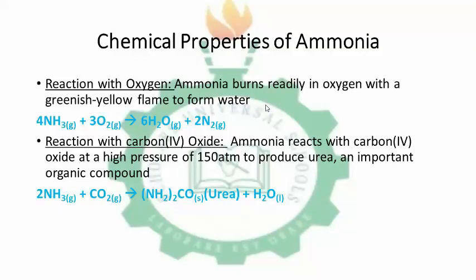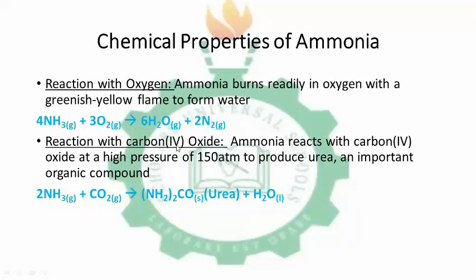Now, the first chemical property of ammonia we're going to discuss is its reaction with oxygen. Ammonia burns readily in oxygen with a greenish yellow flame to form water and also to liberate nitrogen gas. Now, this is ammonia gas reacting with oxygen to form water molecules and also liberating nitrogen gas.